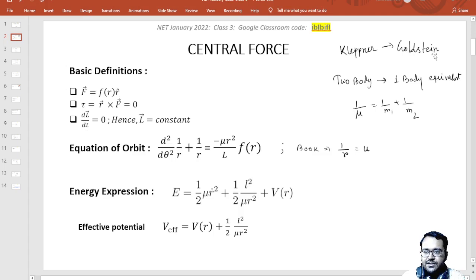To read the theory, you can read Kleppner for central force, and of course Goldstein. If you have time, I would recommend you not to go for those in the next 2 months. We have time, so just follow these notes and start problem solving. We have already uploaded the central force problems, so we won't discuss those problems today, but they are available in the Google Classroom.